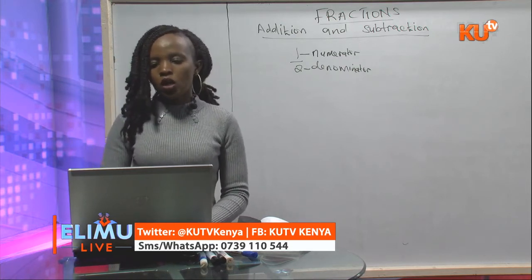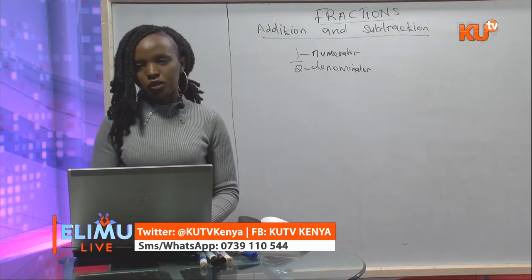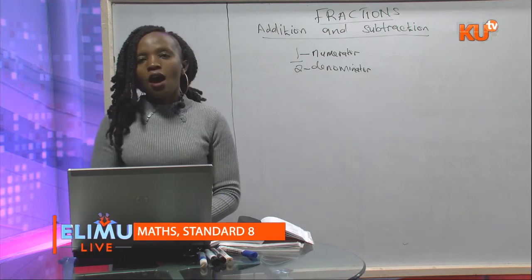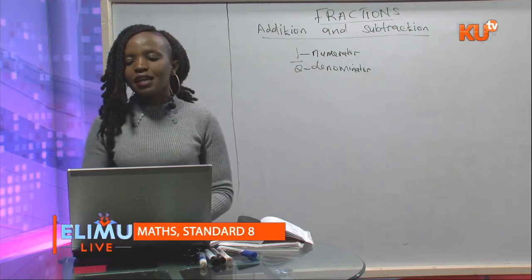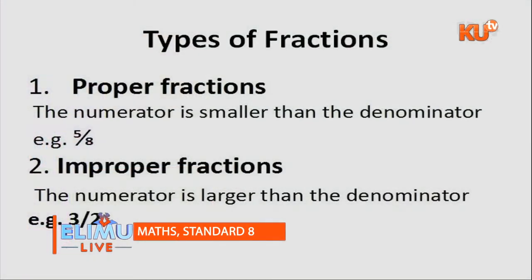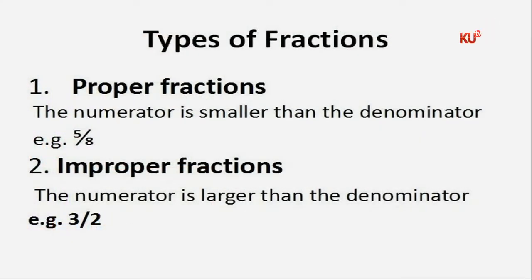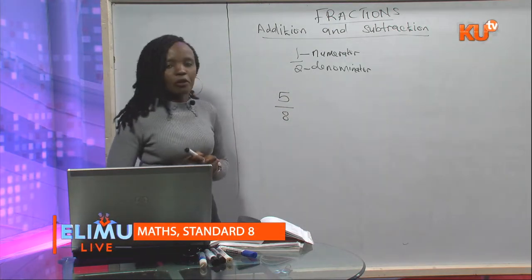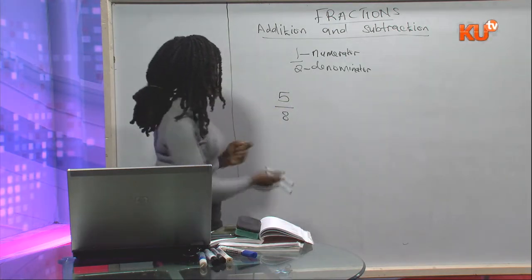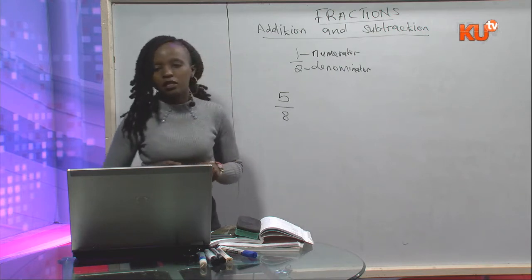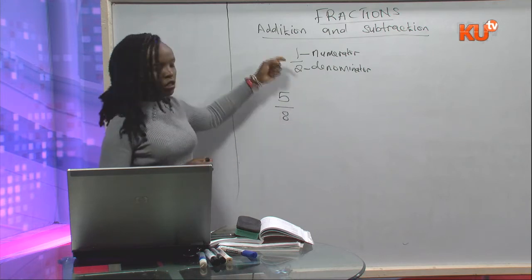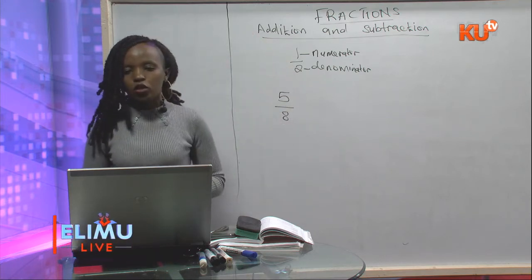Number 1, we have what we call the proper fractions. So what is a proper fraction? In a proper fraction, the numerator is smaller than the denominator. For example, if I have 5/8 as my fraction, it is an example of a proper fraction. If you look at the numerator, it is smaller than the denominator. If I talk of a half, it's also a proper fraction because the numerator is smaller than the denominator.